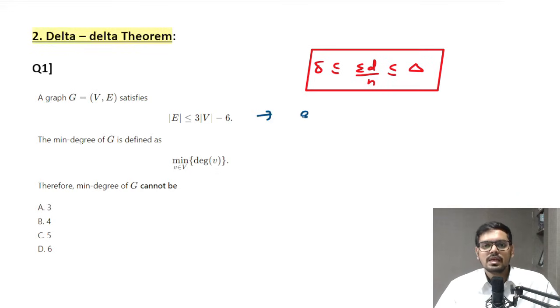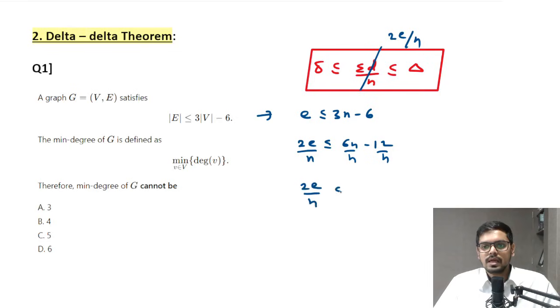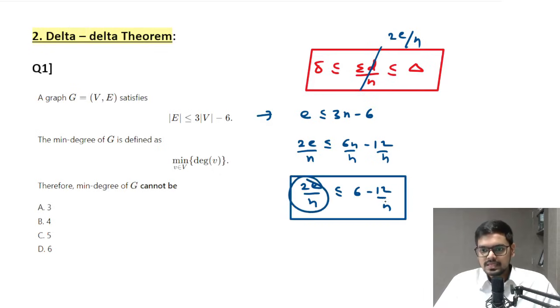This is saying e is less than or equal to 3n minus 6, right? We are in search of what? 2e by n, right? How to get that? Multiply by 2 on both sides, so 6n minus 12, and divide by n on both sides. So now 2e by n is less than or equal to 6 minus 12 by n. Okay, so we got the idea. 2e by n is less than or equal to this. So tell me the maximum possible value of 2e by n.